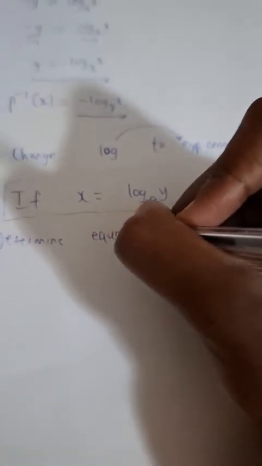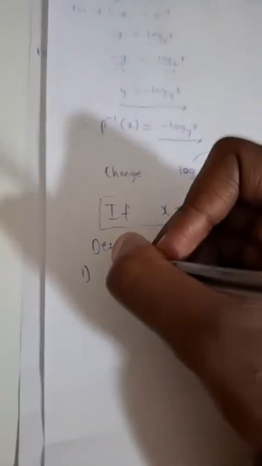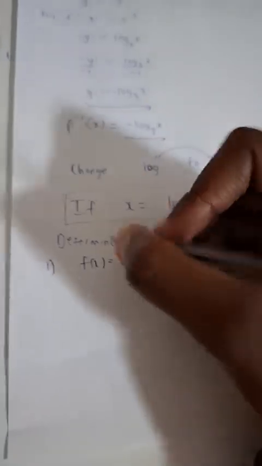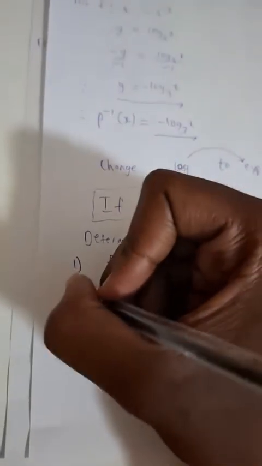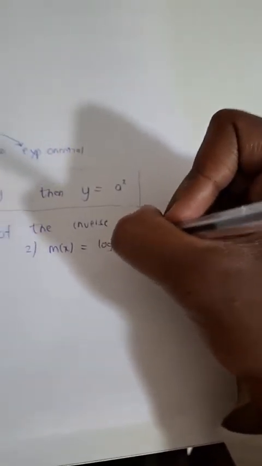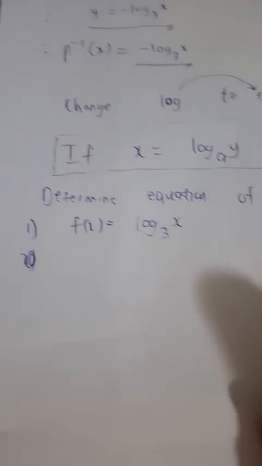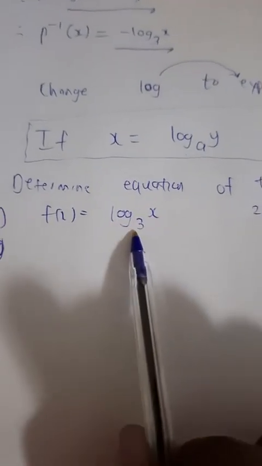Determine the equation of the inverse of, and let's look at f of x is equal to log x base 3, and let's look at these respectively. 2, let's say m of x is equal to log base 5 of negative x. Okay, let's look at these two, and then we'll look at one last one at the end. Okay, so let's look at this, guys. F of x is equal to log x base 3.